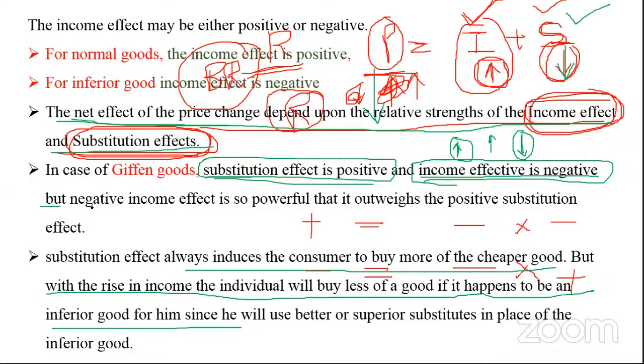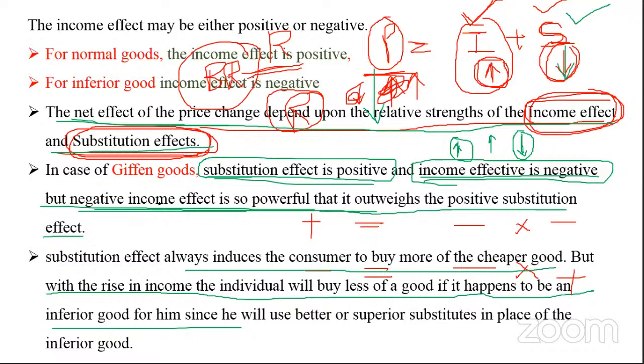But the negative income effect is so powerful that it outweighs the positive substitution effect. So the price effect on the given goods is negative. The negative income effect is so powerful that it outweighs the positive substitution effect. So the income effect on the given goods is negative, and the price effect is also negative for the given goods.